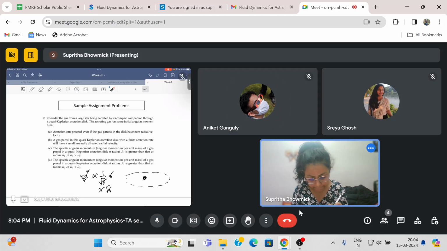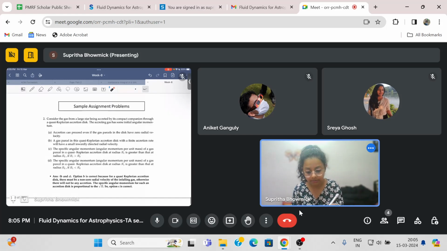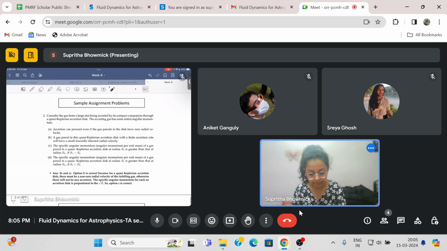So the specific angular momentum, no, D should not be correct, because this specific angular momentum scales as radius. So if r1 is greater than r2, then the specific angular momentum at r1 should be greater than at r2 because it scales as r. Okay, good. So we have C correct. Correct answers are B and C.